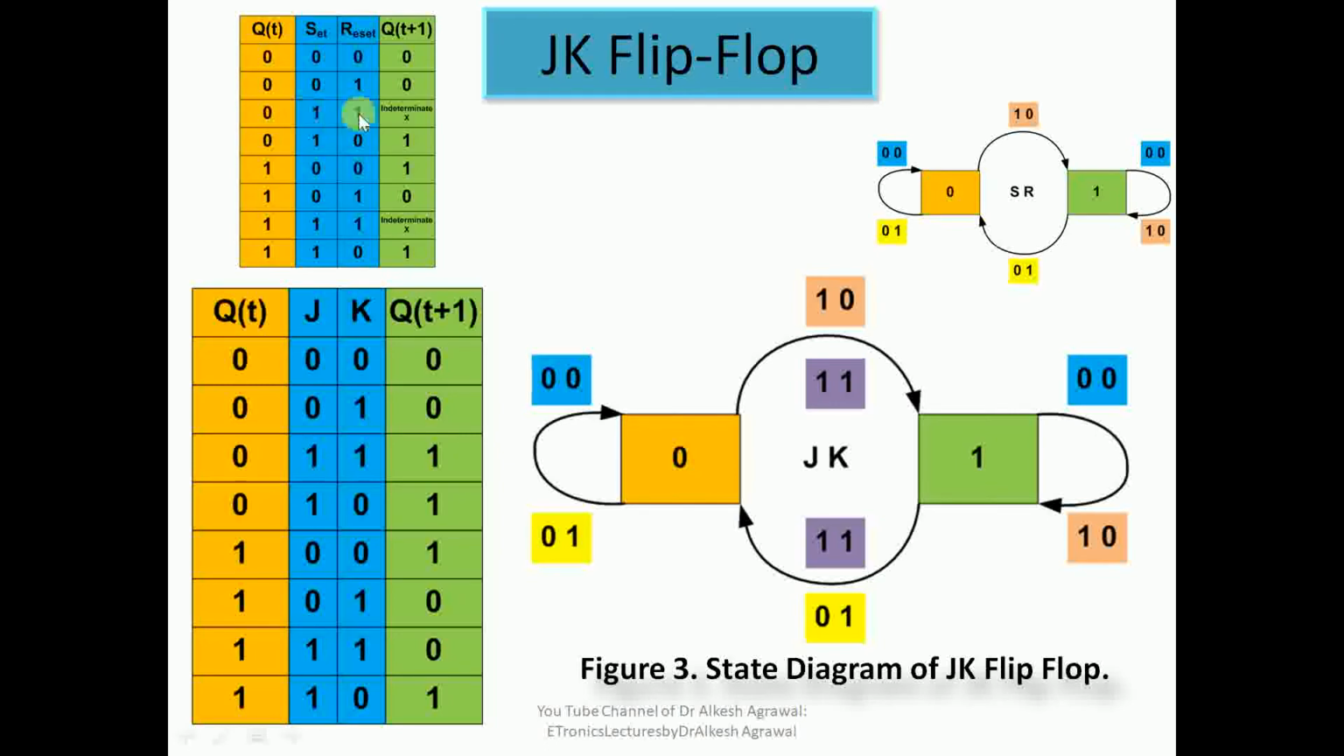Both inputs cannot be activated at a time in an SR flip-flop, but in JK those conditions are allowed, that is, the J and K inputs can be activated at the same time. Rest all the conditions are the same in JK as compared to the SR flip-flop.